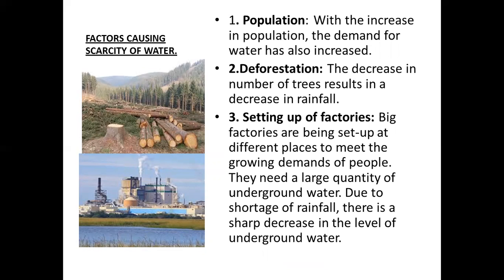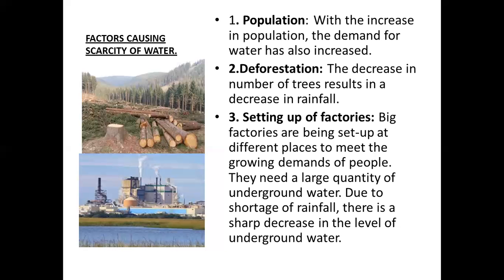Rain and snow are the two main natural sources of water. However, the amount of rainfall and snowfall is decreasing due to changes in the climate. These changes are caused by various undesirable human activities. Deforestation, which means cutting of trees, is one of the main causes for scarcity of water.